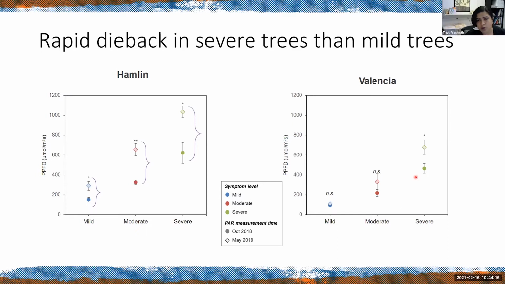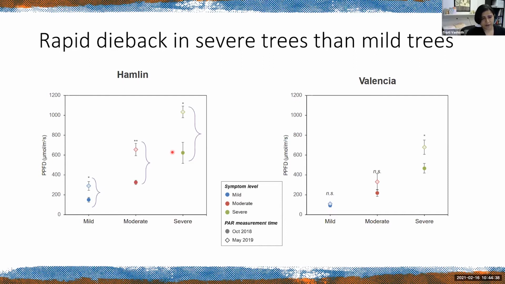So on a whole tree basis as well, this dieback is pretty significant. It's almost a 50% increase in the dieback. So your trees do go through a lot of dieback. It's going to affect your current fruit and the fruit that is growing on the tree. So that is a big concern with severe trees or with HLB.